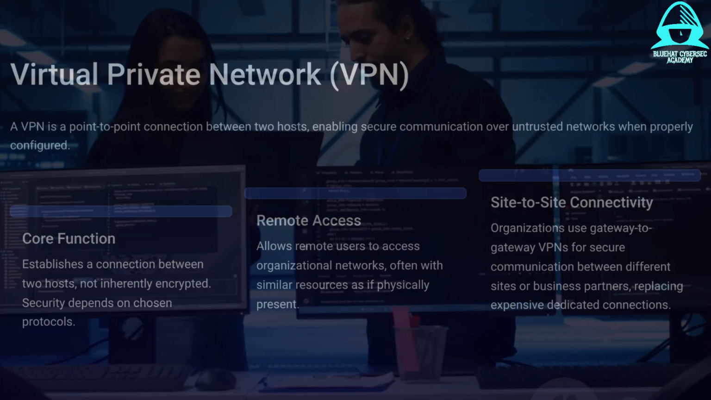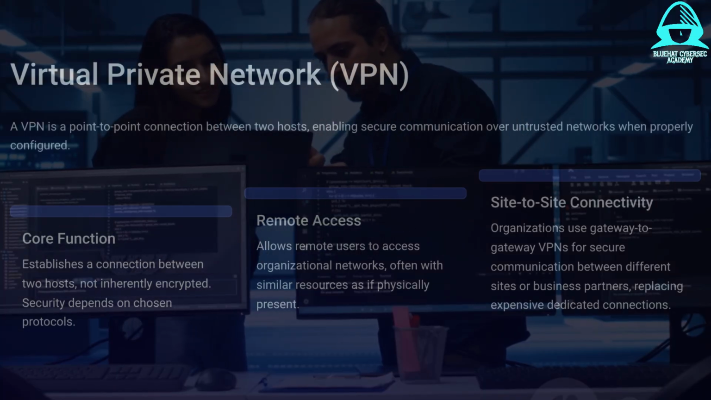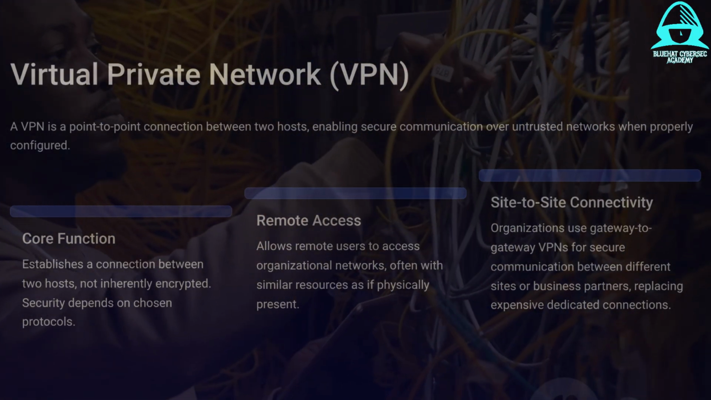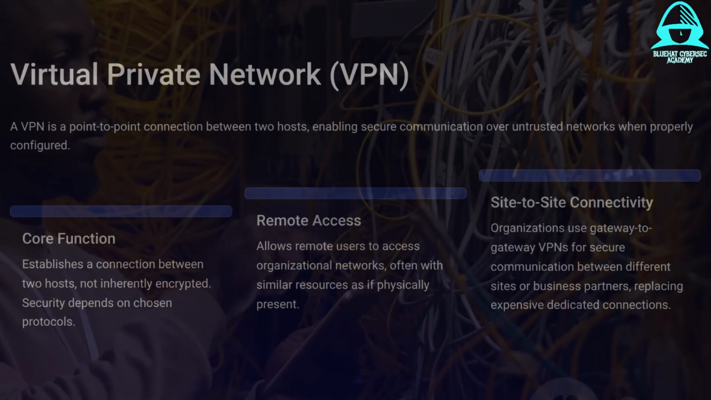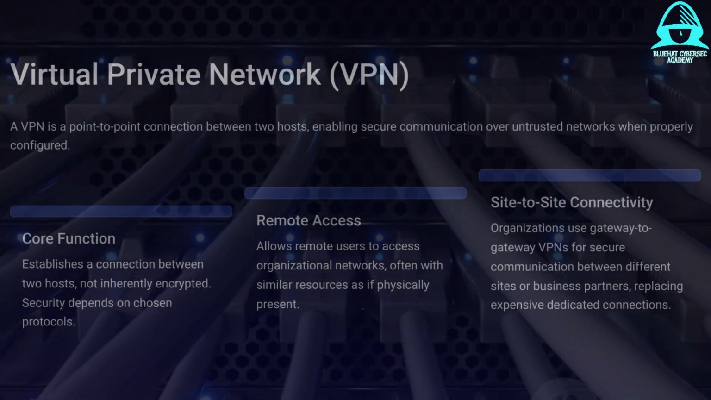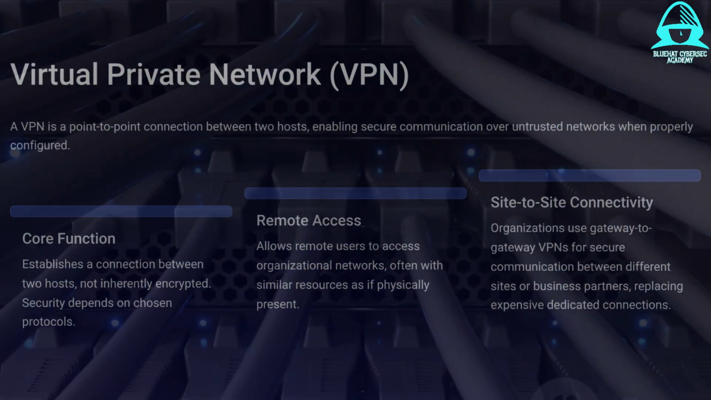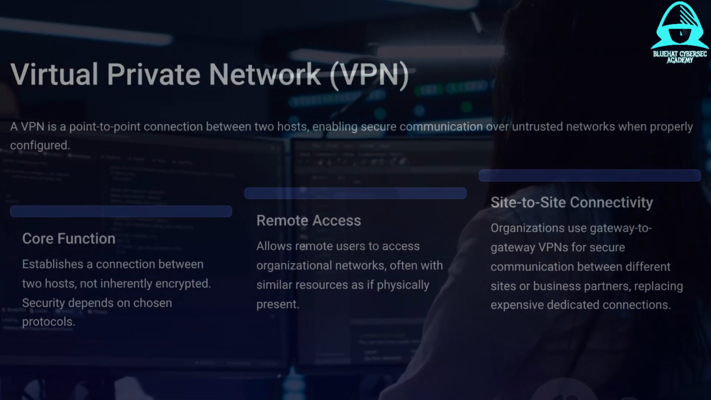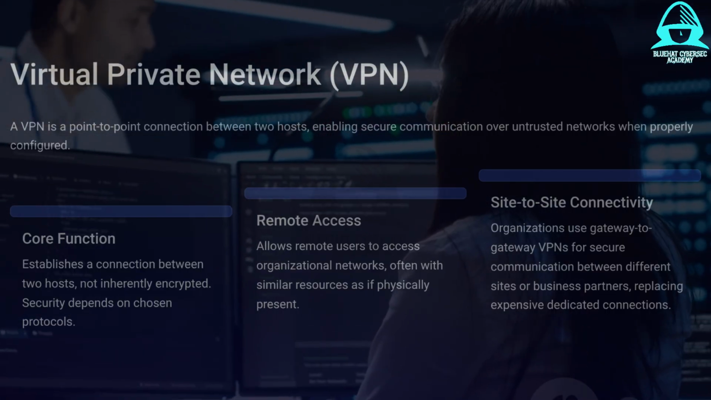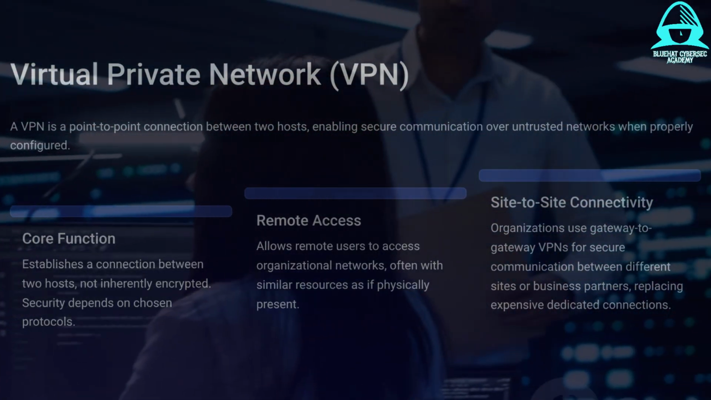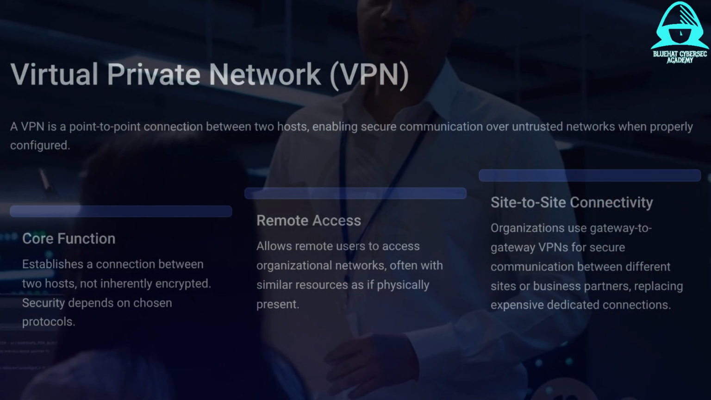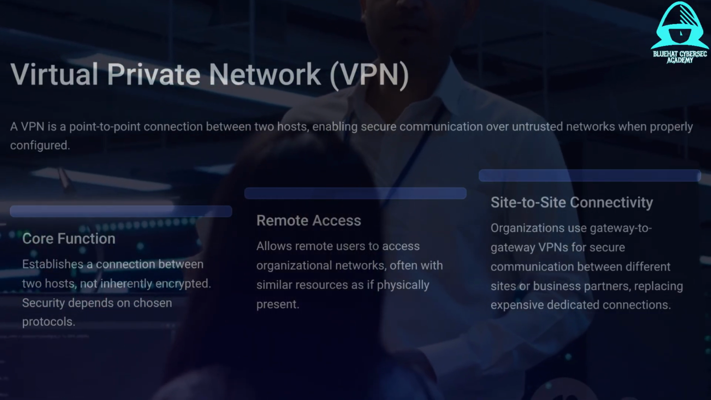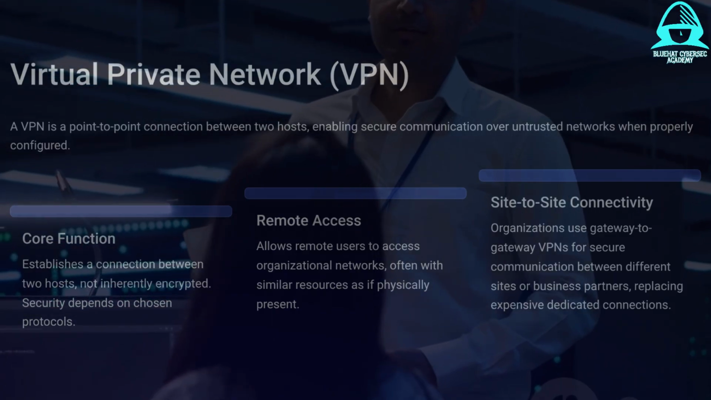To conclude, let's discuss virtual private networks. A virtual private network, or VPN, is not necessarily an encrypted tunnel. At its core, it is simply a point-to-point connection between two hosts that allows them to communicate. Secure communications can be provided by a VPN, but only if appropriate security protocols are selected and correctly configured to establish a trusted path over an untrusted network, such as the Internet.